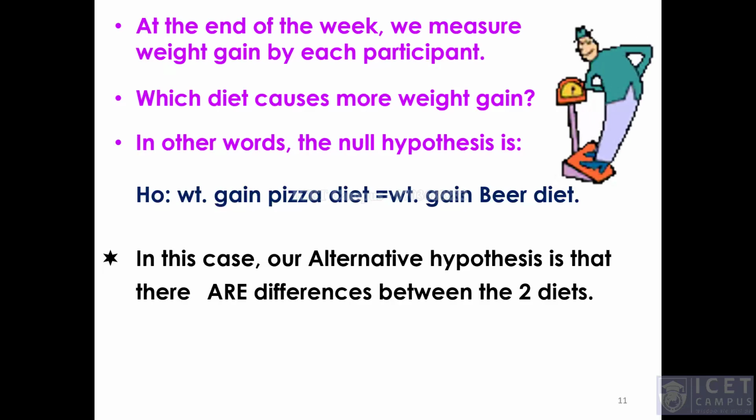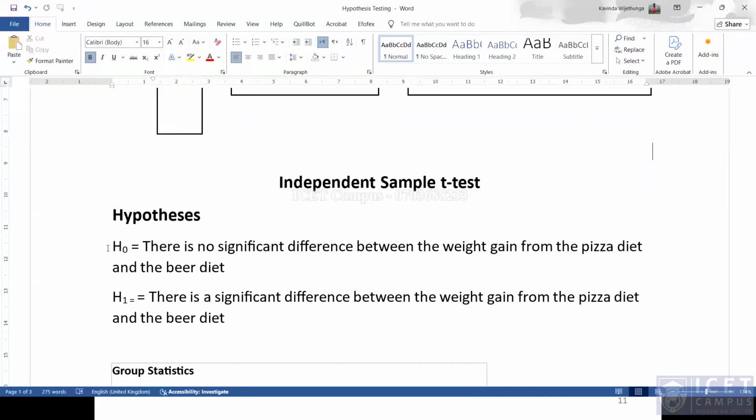Here, we can say there is no significant difference between the weight gain from the pizza diet and the beer diet. So there we have to write there is no difference. That is the null hypothesis. Then with that we have to write the alternative hypothesis: there is a significant difference between the weight gain from the pizza diet and the beer diet.